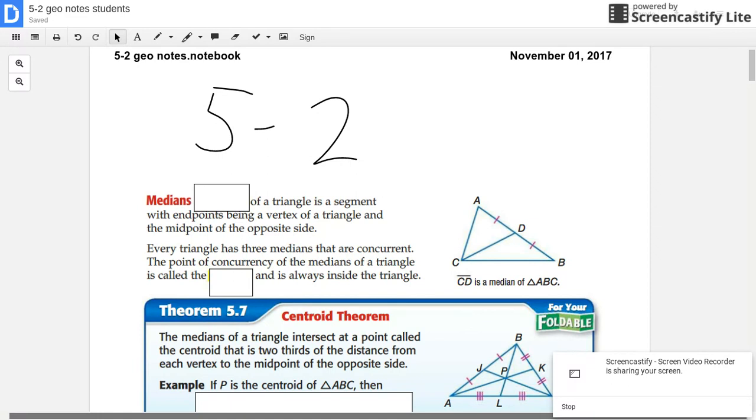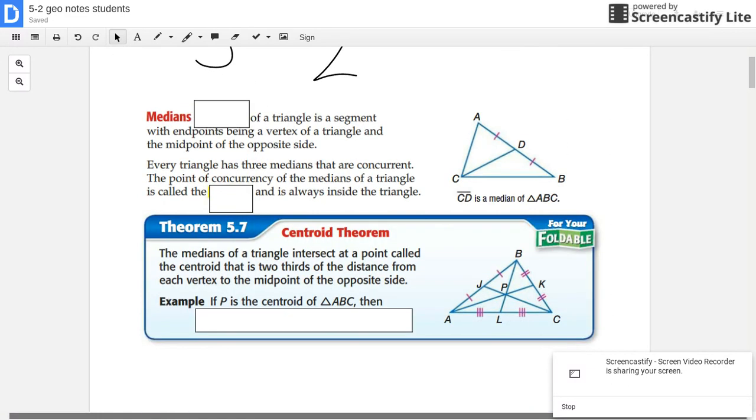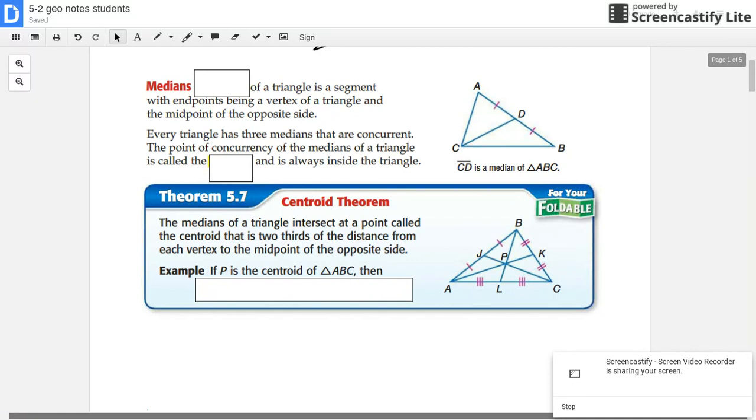So, anyway, we are doing medians today, starting with 5-2. The median of a triangle essentially starts at a vertex and goes to the opposite side, creating a midpoint. And remember, midpoints create two sides that are equal. Every triangle can have three medians, since it has three vertices. Those medians connect at a point called the centroid.